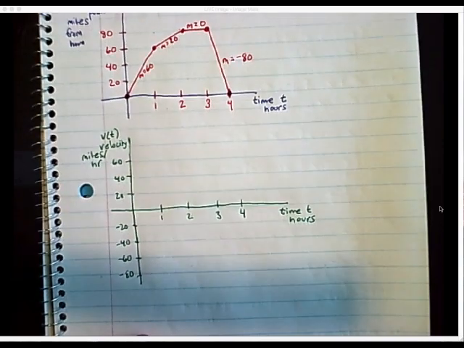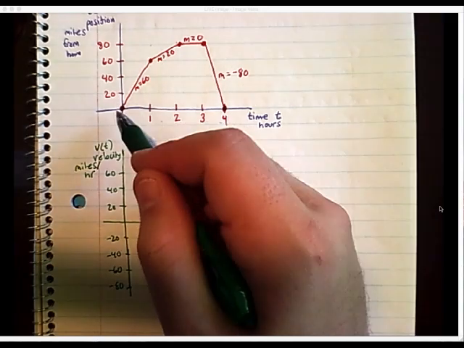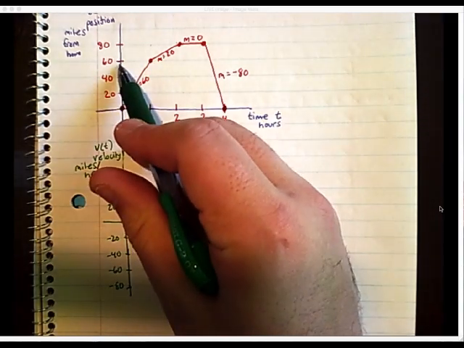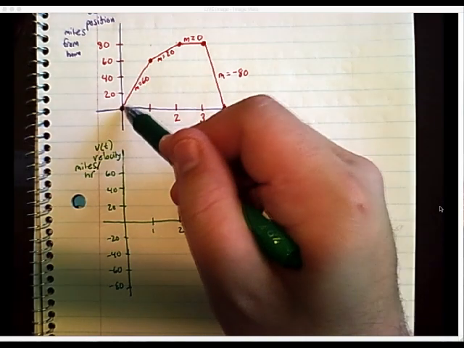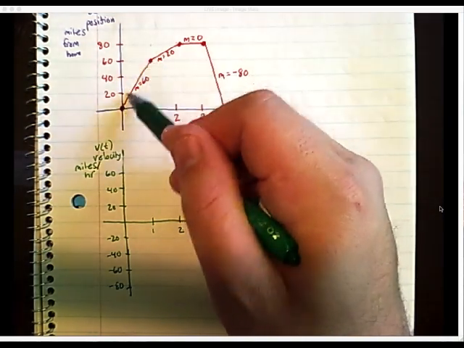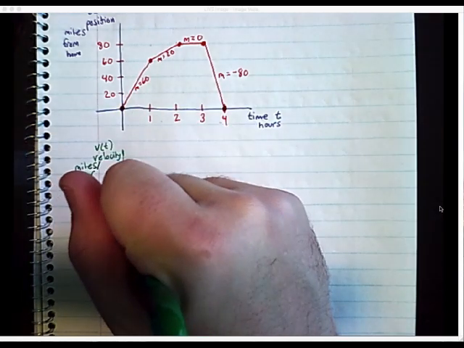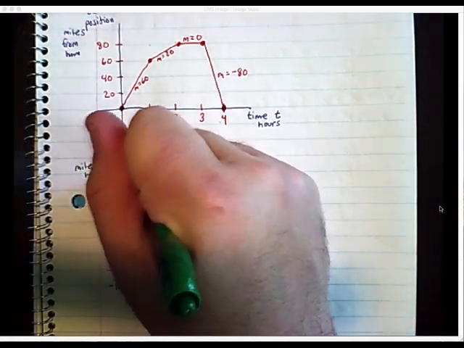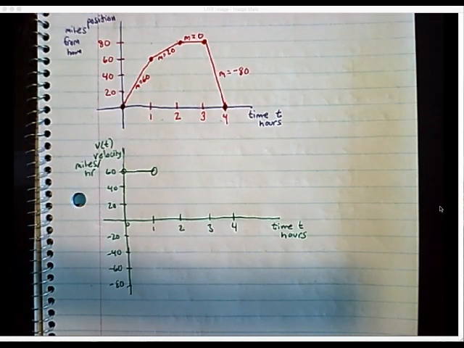So velocity is basically how fast I'm moving. Over the first hour, I went 60 miles in 1 hour. So my rate of speed is a nice level increase. The slope stays the same over this entire period. So between 0 hours and 1 hour, I'm going at a speed of 60 miles per hour.